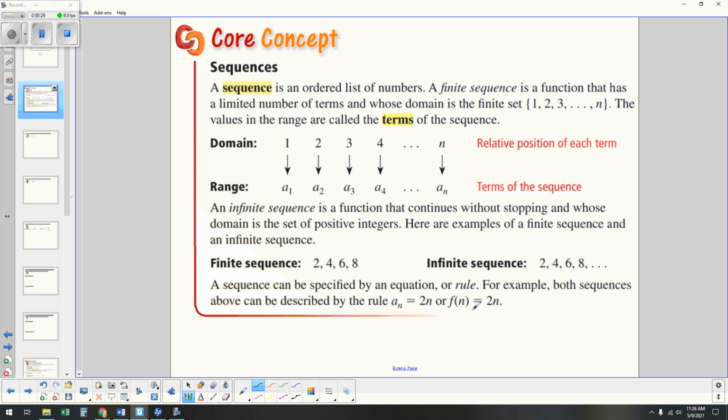We have what's called a rule. And a rule is generally written as an equation of some sort to describe how you get each term of the sequence. And the terms are based on position. So a sub 1 is the first term. A sub 2 is the second term, and so on. We use a sub n to denote any term in the sequence, no matter what the number n is.